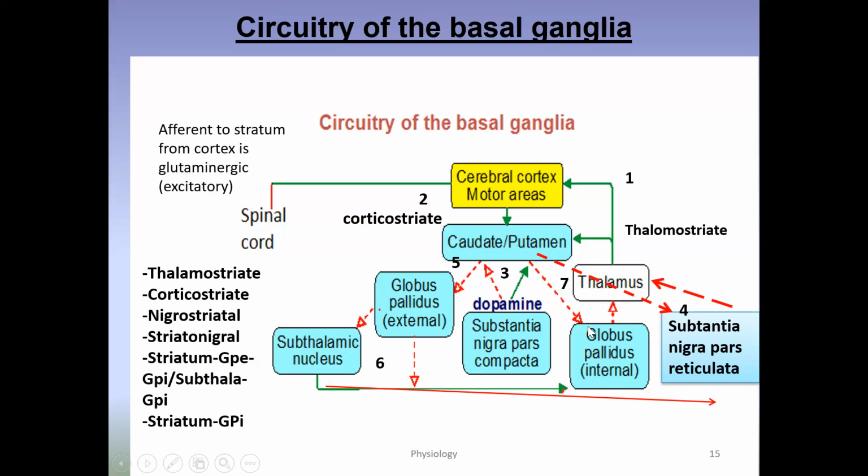Okay, so this is the circuitry of the basal ganglia, and here you can see that the major output to the thalamus is mainly by the globus pallidus internal segment. So you may have an MCQ on this: which is the major output from the basal ganglia? That is the globus pallidus internal segment. The subthalamic nucleus causes excitation, while the striatum directly causes inhibition. So there is a balance between inhibition and excitation at the level of the globus pallidus internal segment. Okay, so this is about the circuitry of the basal ganglia.